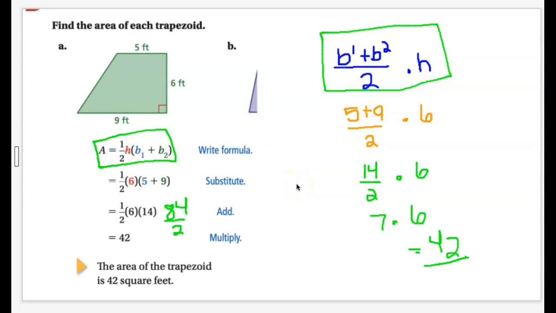Oftentimes I make my decision based upon the size of the numbers, or if it is easy to add the bases together and divide by 2. Sometimes you can do that using mental math in your head. Let's try another example.